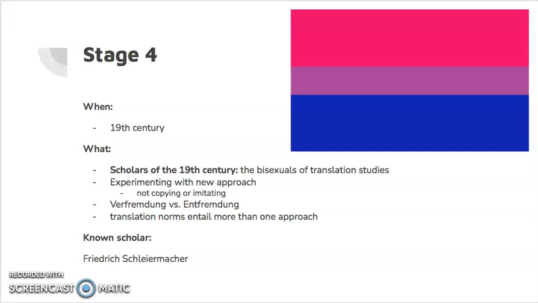Two approaches to note are Verfremdung and Entfremdung. Turn to page 141 for more information. These approaches are chosen based on whether you want a target text-oriented translation or a source text-oriented translation. Now, there are 2 approaches to choose from.